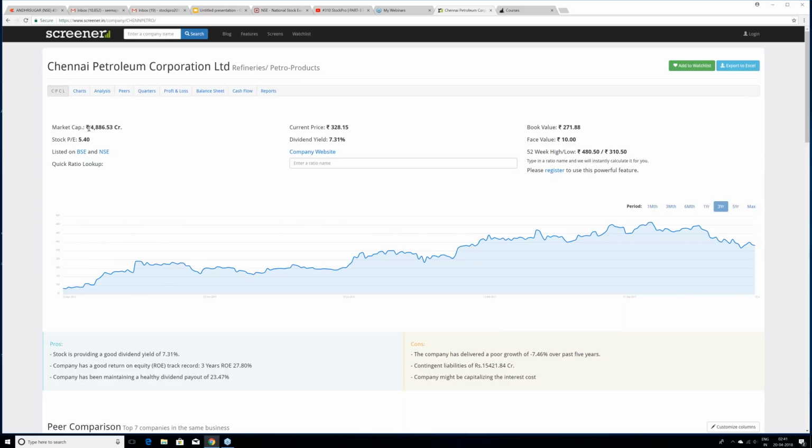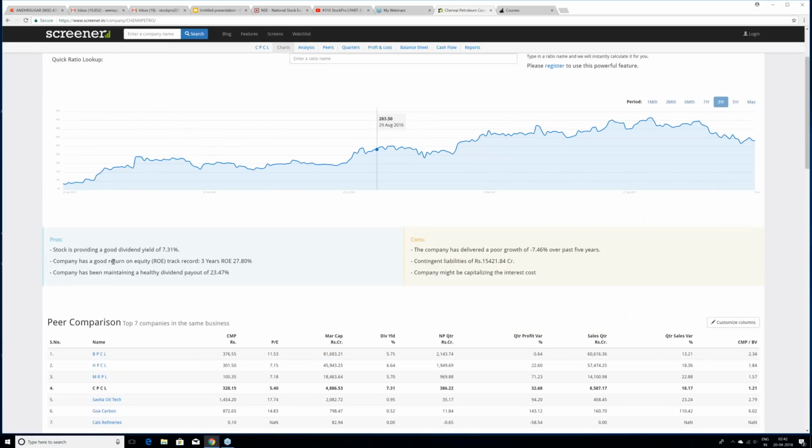So CPCL has a very, very decent market cap. PE is very decent. Current market price, book value is lesser and the current market price is high. Fine. Dividend yield is about 7.31% and 52-week high and 52-week low. Okay. Now the stock is providing good dividend. Company has a good return on equity. Track record, 3 years ROA is very good, 27.8%. Company has been maintaining a healthy dividend payout of 23.47%.